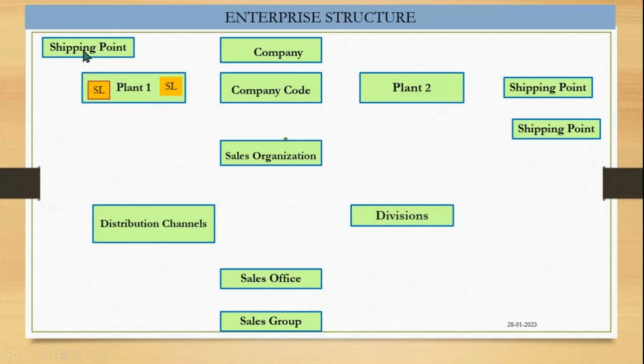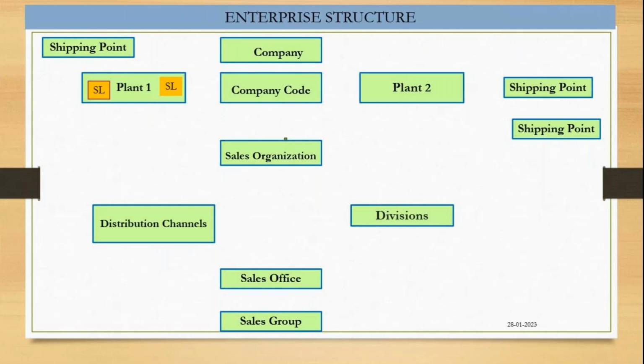What is the shipping point? Let's say a customer placed an order for a material. We have to send the material to the customer. So how do you send a material from the plant to the customer? In the SAP system, we have to create an outbound delivery. We have to create a delivery document for the sales order.